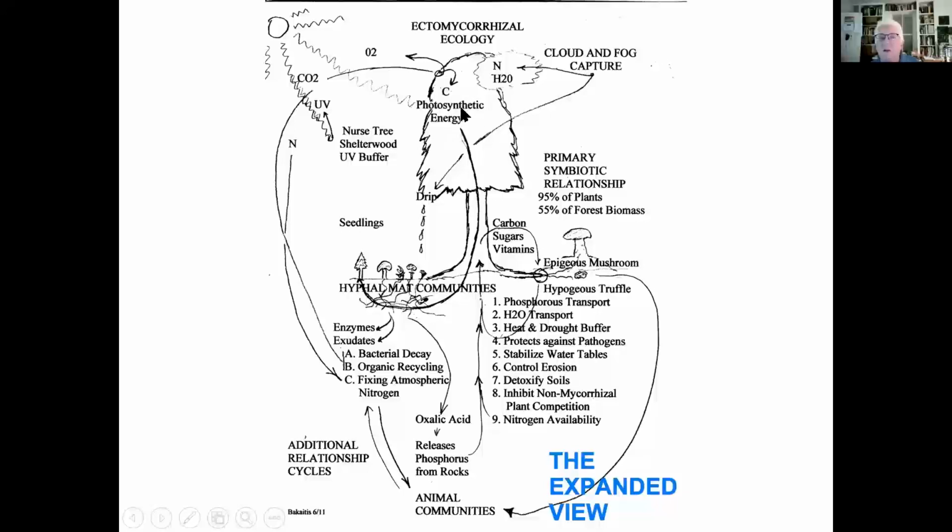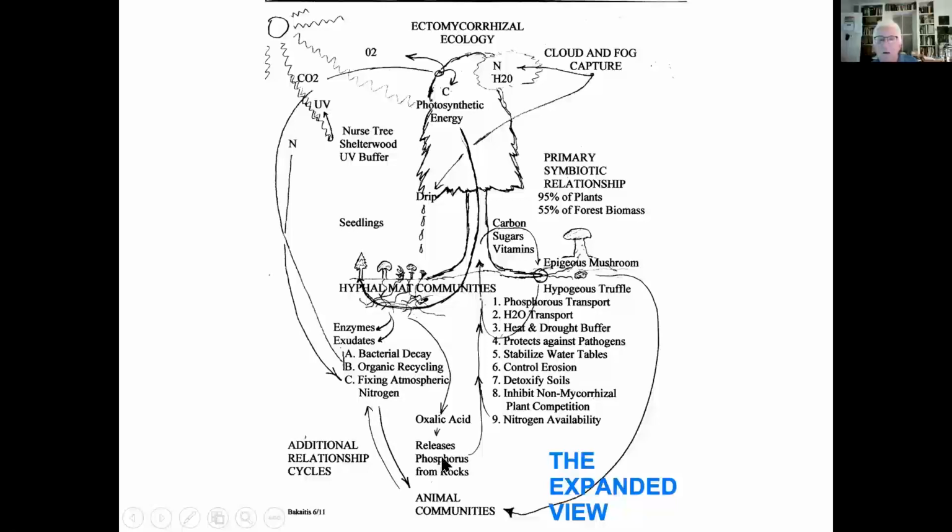So you have the carbon here, and the carbon in this tree will go down and feed what we call hyphal mat communities. It'll feed the mycorrhizal fungi, which feed little saplings and little trees and whatnot. So the fungi are here, releasing enzymes, and exudates come. What you've got here is a lot of decay that goes on. There's bacterial decay, organic recycling. Sometimes some fungi will fix atmospheric nitrogen. Largely that's bacteria that do that on legumes, but fungi will do it as well.